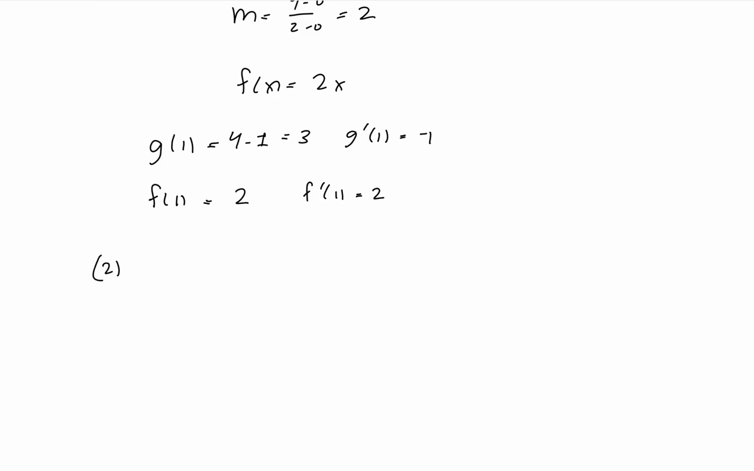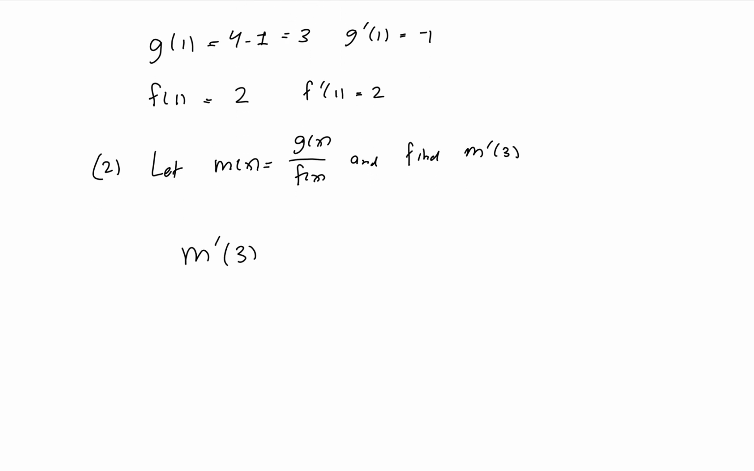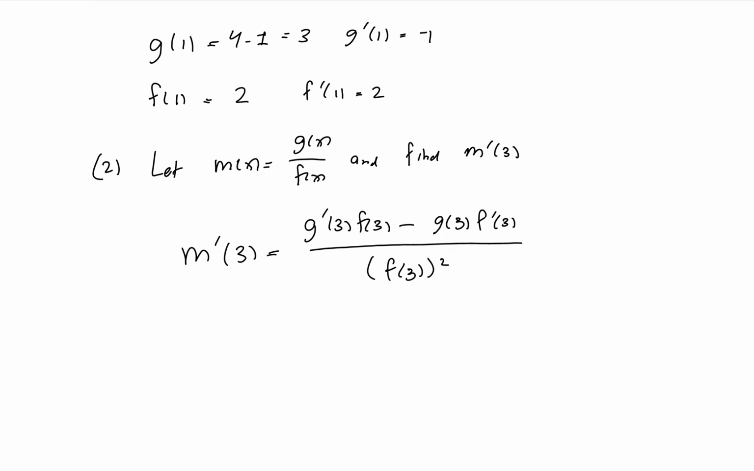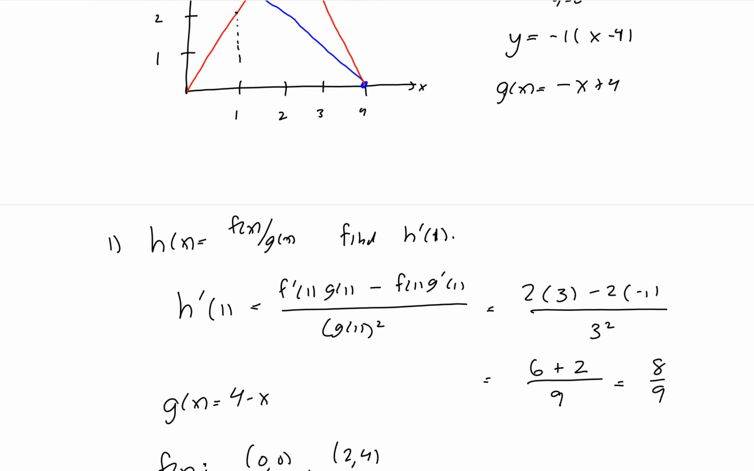So for the second one, let's let m of x be g of x over f of x, and let's find m prime of 3. So let's start by writing our equation using the quotient rule. This is going to be the derivative of the top, which is g prime, times the bottom, minus the top times the derivative of the bottom, all over the bottom squared. Now we know that g is just one line during the whole thing, so we already know what that equation is. It's 4 minus x.